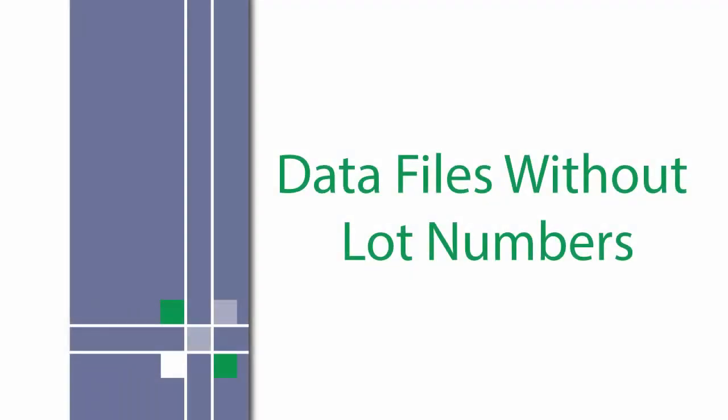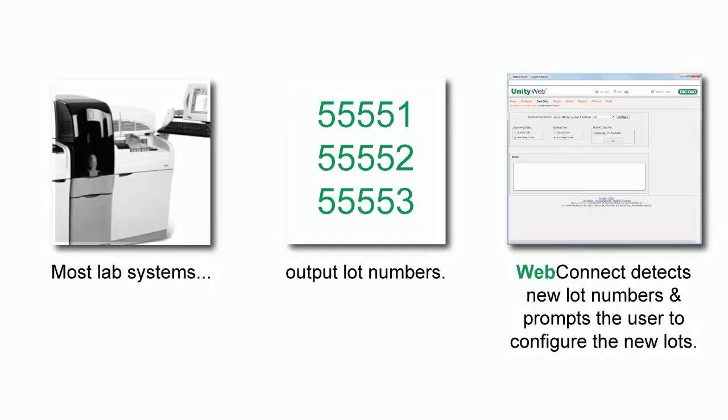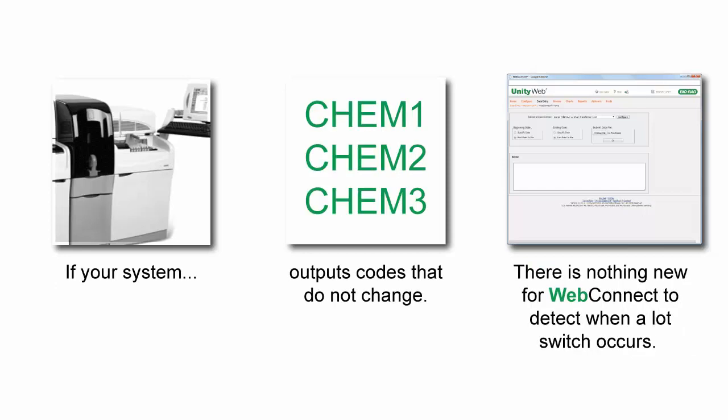This is all most users need to know, and they can move on to Part 7. However, a small segment of customers should follow a different process than the one just described. Most laboratory systems output lot numbers. WebConnect detects new lot numbers and prompts the user to configure the new lots.